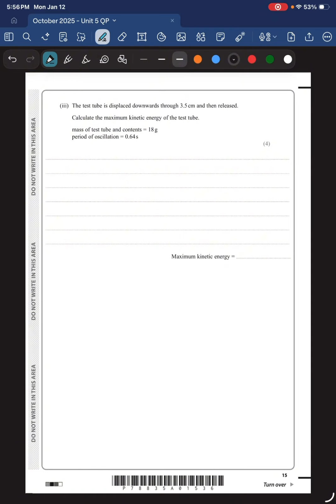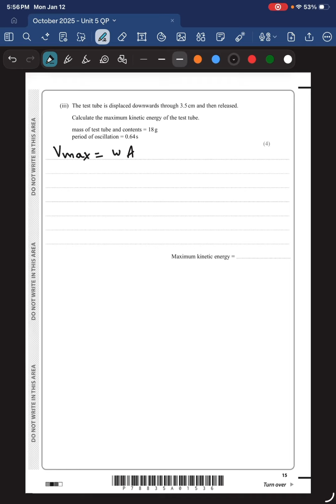The test tube is displaced downwards through 3.5 centimeters and then released. Calculate the maximum kinetic energy of the test tube. And they give you the mass of the test tube and the period of oscillation. Okay, so first of all, the maximum velocity is omega times A, right?